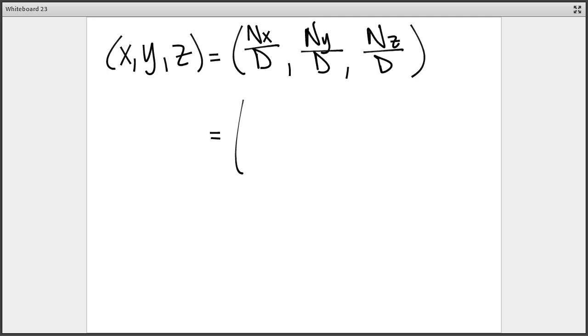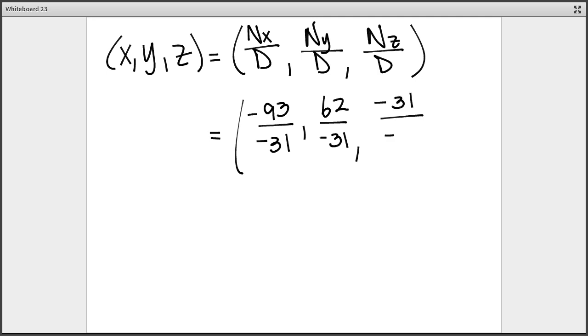We found that the x numerator was a negative 93, and we found that the denominator determinant was a negative 31. Y numerator was a positive 62, and we're putting that over negative 31. And the z numerator was a negative 31, and we're putting that over the denominator determinant. And of course, you should simplify. This is a positive 3, a negative 2, and a positive 1.